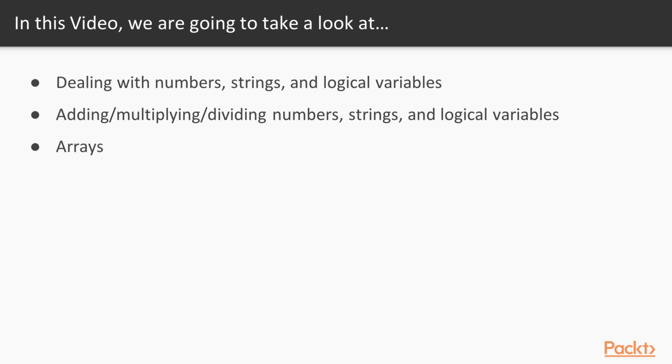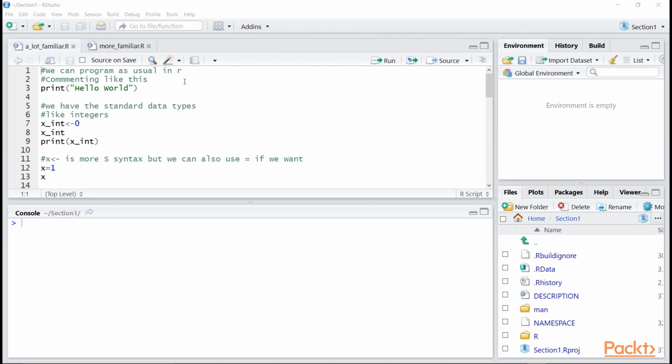In this video, we'll see that R can deal with numbers, strings, and logical variables. We can add, multiply, and divide them, and we have arrays. R is pretty similar to other languages, if you programmed before. So, within RStudio, this is the programming window. I can comment by putting a hash symbol at the start of the line. We can print like we did before using the print command.